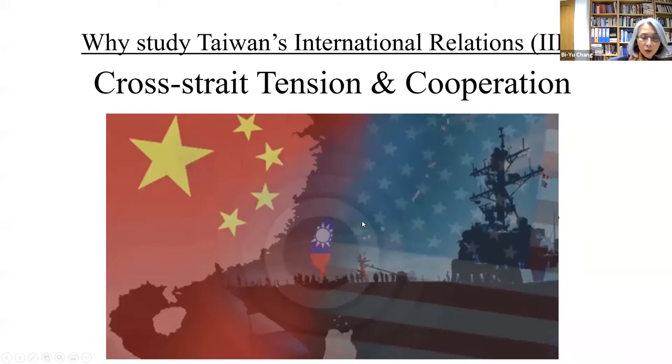Okay, then the next, if we think about why Taiwan matters, then we need to think about its importance in regional security. The China factor looms large in Taiwan's foreign policy and diplomatic relations. For Taiwan, its international relations are inevitably impacted by its cross-strait relations. Moreover, the cross-strait tension has intensified since Taiwan's democratization. Paradoxically, the economic integration and cooperation have also deepened since then. So these paradoxical relations have complicated cross-strait relations and also regional security.